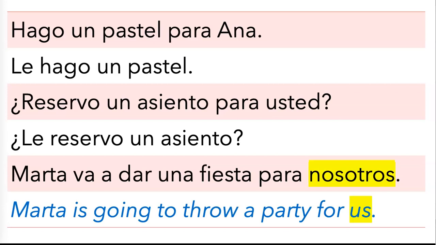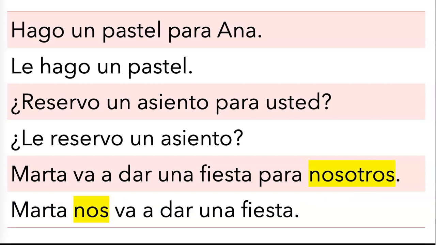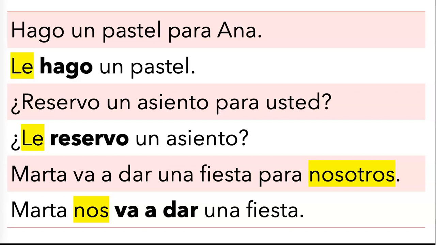Martha is going to throw or give a party for us. Same sentence, replace nosotros with the object pronoun. Marta nos va a dar una fiesta. And again, note that I've placed the object pronoun before the conjugated verb in all of these sentences. Also notice with Marta, we have more than one verb. We have va a dar.